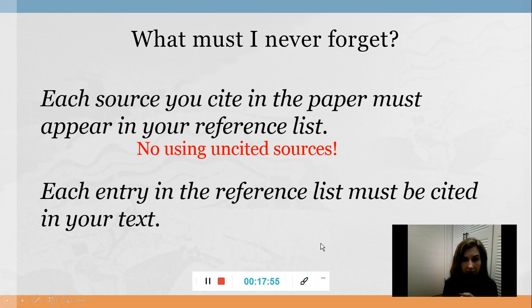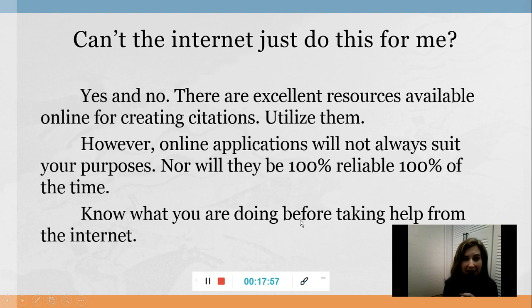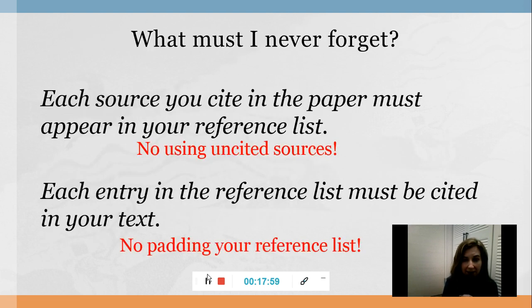Also, no padding your reference list. That basically means, if your teacher tells you to have 5 references and you only have like 2, and then you just put a bunch extra in there. That would be called padding your reference list. So you don't want to do that.